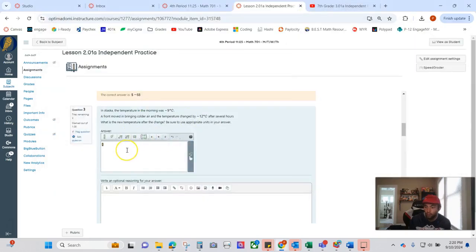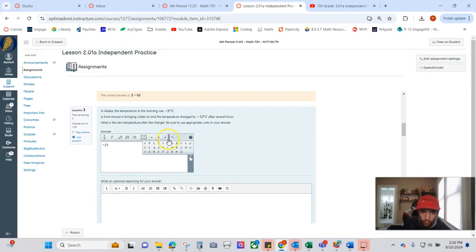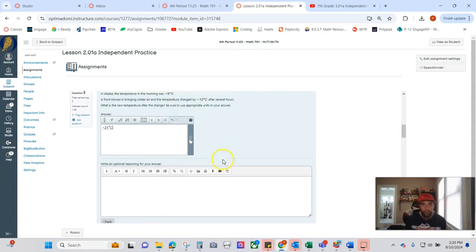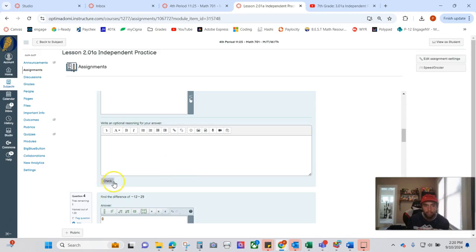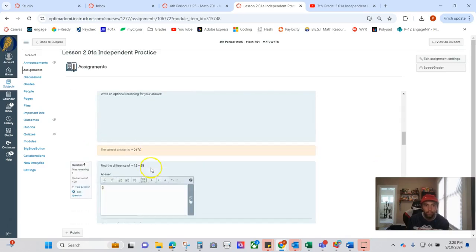Not just negative 21, but negative 21 degrees Celsius. Let's show how to type that in. To get the degree sign, you click on, where's the button? Oh, right, okay. This little arrow by the division symbol, little arrow, and then here in the corner is the degree sign. And then a capital C. Check. Sweet.